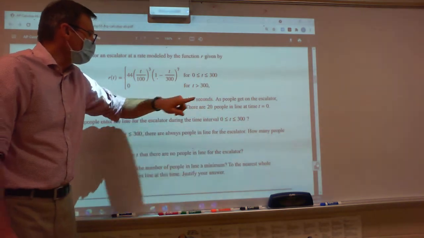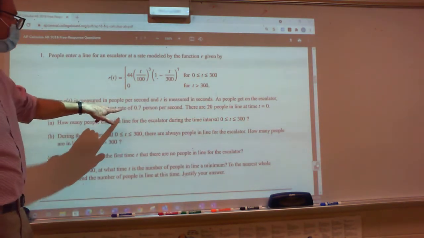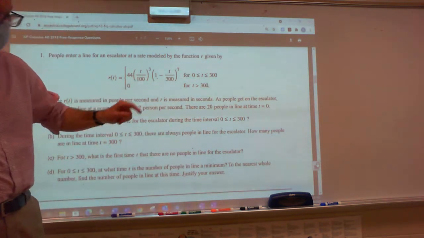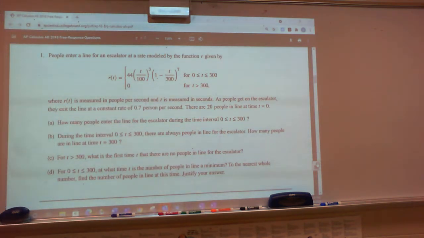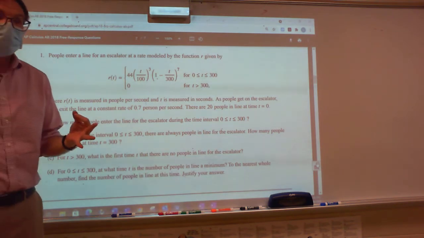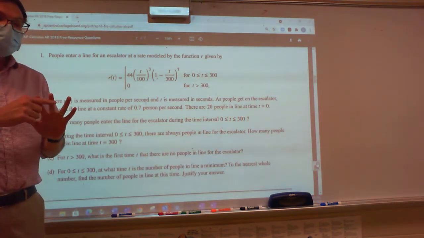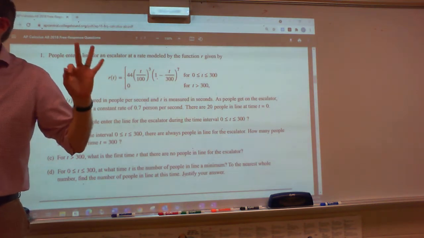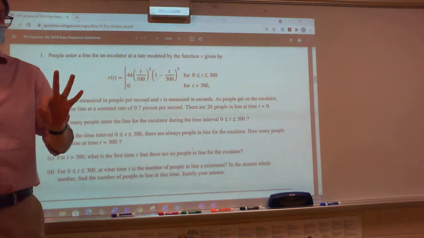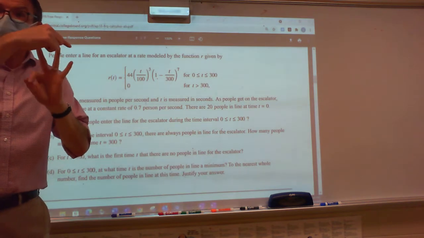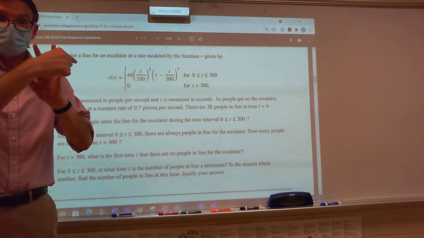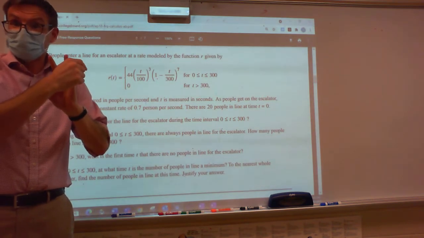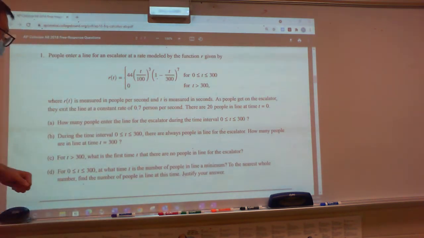As people get on the escalator, they exit the line at a constant rate of 0.7 person per second, and there are 20 people in the line at time equals 0. Notice there's 3 things they tell you. They give you the rate of adding, the rate of subtracting, and the initial value. Whenever you have an accumulation problem, you look for: are we adding, subtracting, and what's my initial value? Got it? The biggest thing to overlook is that initial value, because you've got to tell where you start.